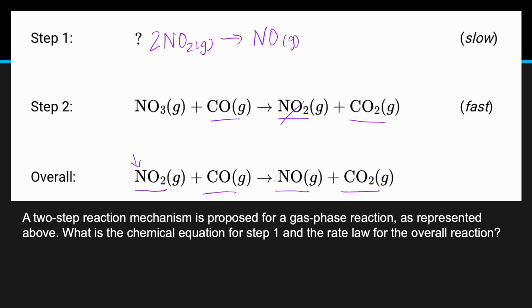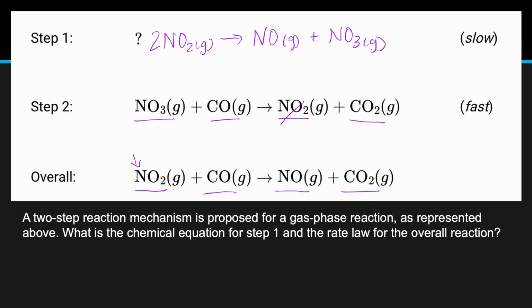Now my final thing, if you can see what is not underlined here, is my intermediate, NO3. So I know that is going to be something that is produced in step 1 and then used up in step 2. So that is NO3 gas, and then that would be our first elementary step.